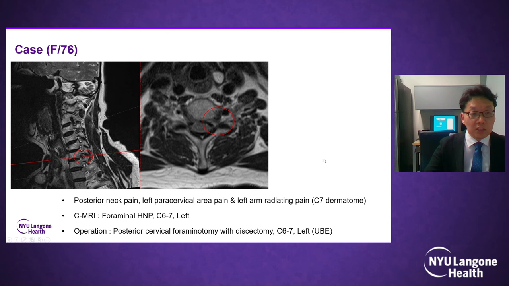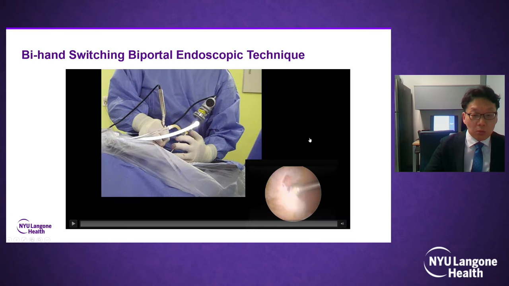The next case is a 76-year-old female patient with left side foraminal HNP at C6-7. This is the disc protrusion with especially low signal intensity. In the CT view, there is some calcified end plate bony spur. So this is the operation.